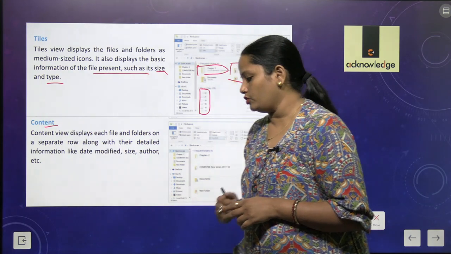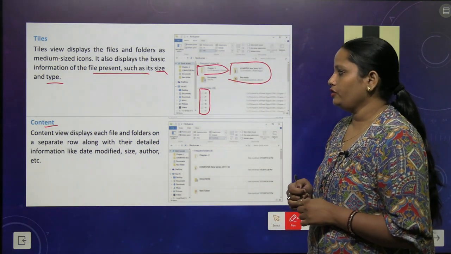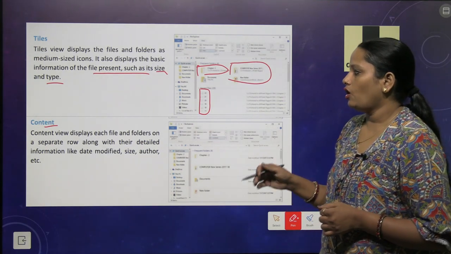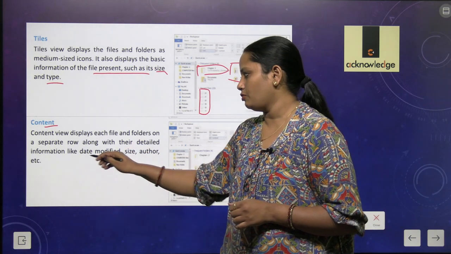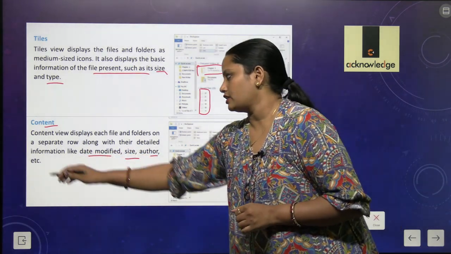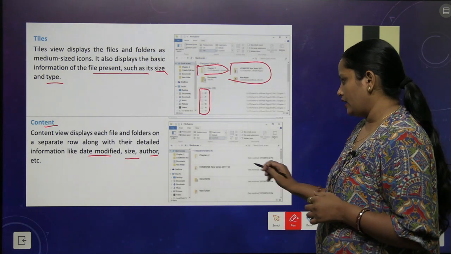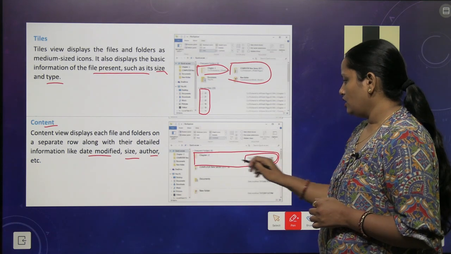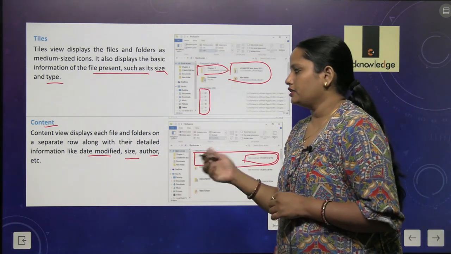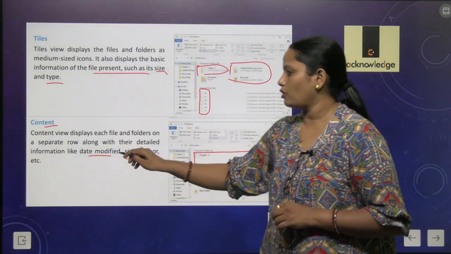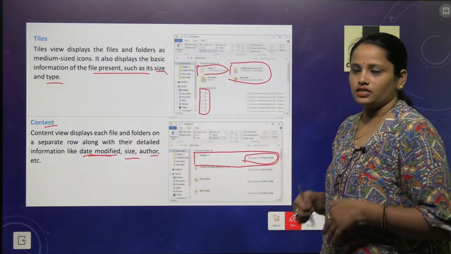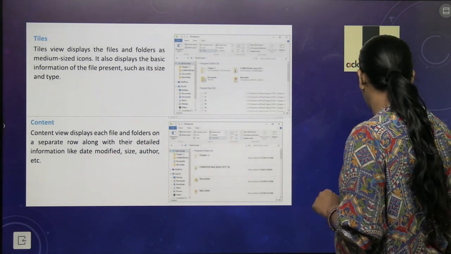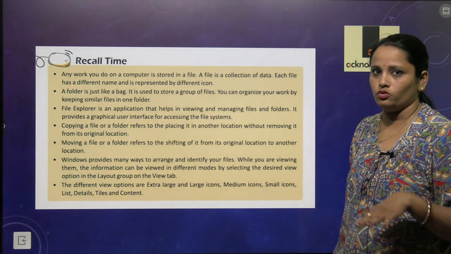Next is content view. A content view displays each file and folder on a separate row along with their detailed information like date modified, size, author, etc. So all the things are included in this content view. This is our content view. Chapter wise we can see the different options and the details are given here. It tells about the date, the size, the author and so on. Many other things can be seen in this content view. So we have done the different types of views.